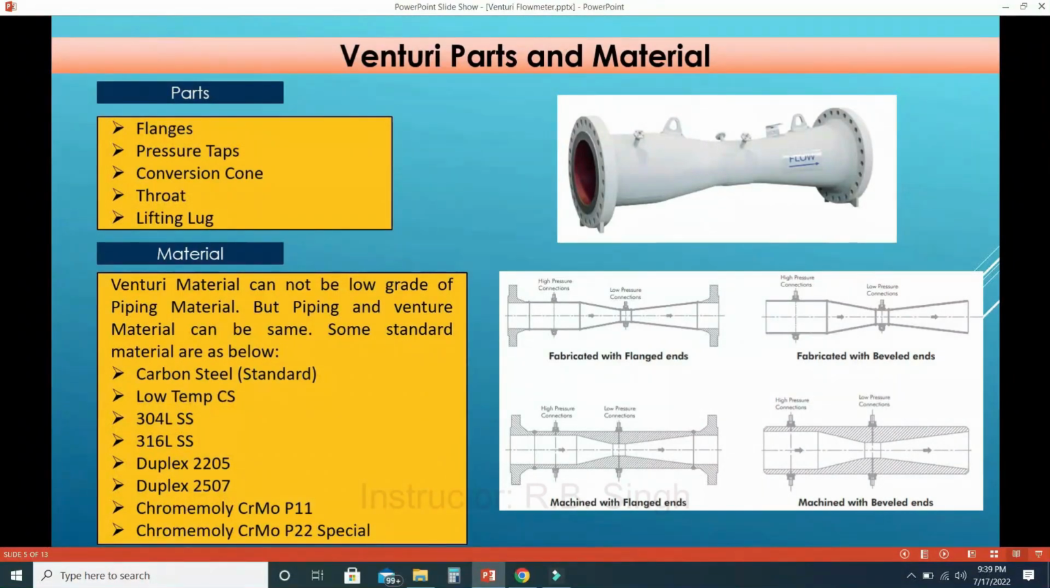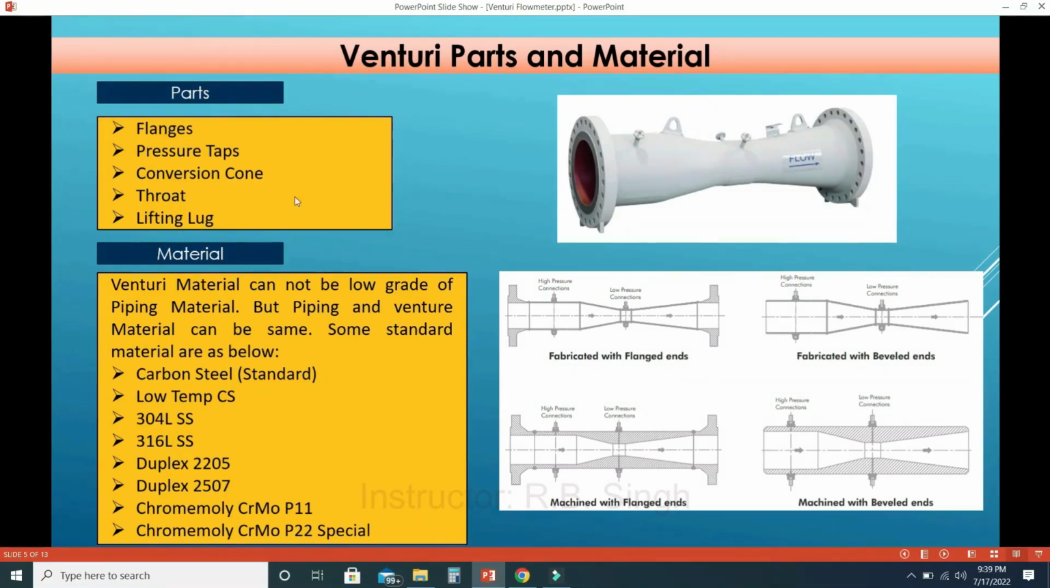Parts of Venturi meters. There are two types of design. One is flanged design and the second one is welded design. If we are using the flanged design as shown in the figure, then the following parts will be there: flanges, pressure taps, conversion cone, throat and lifting lug.